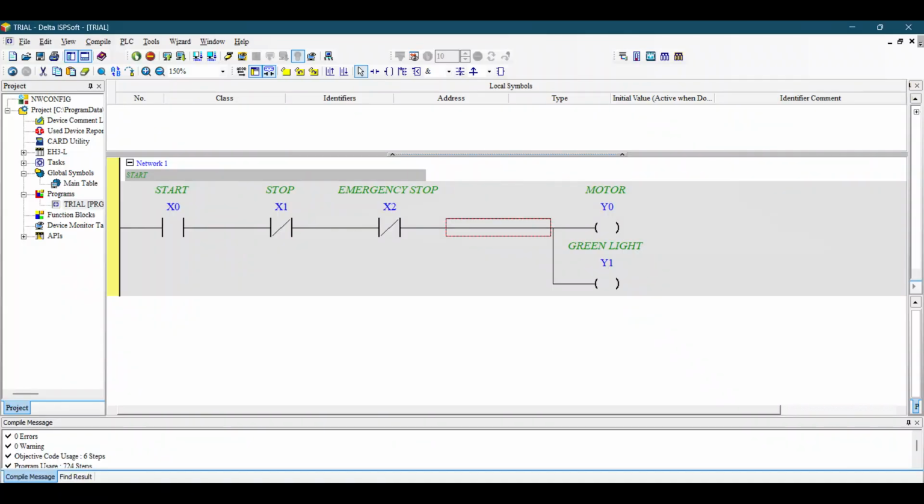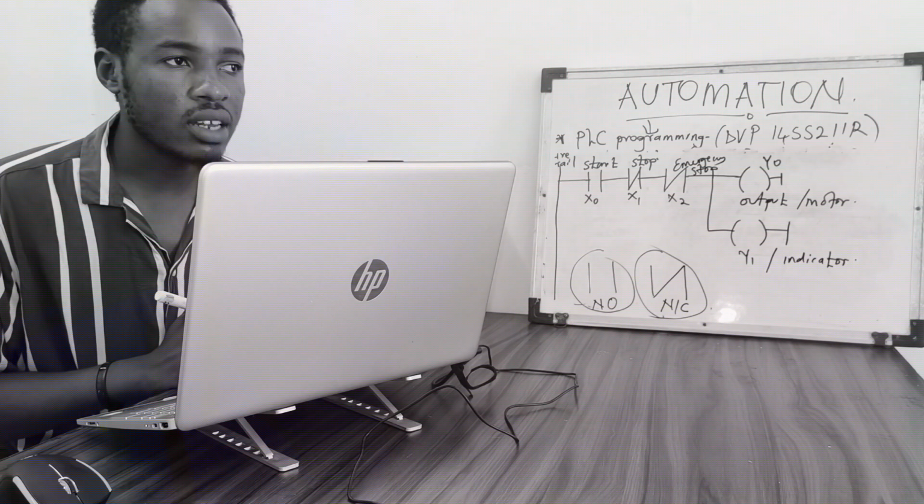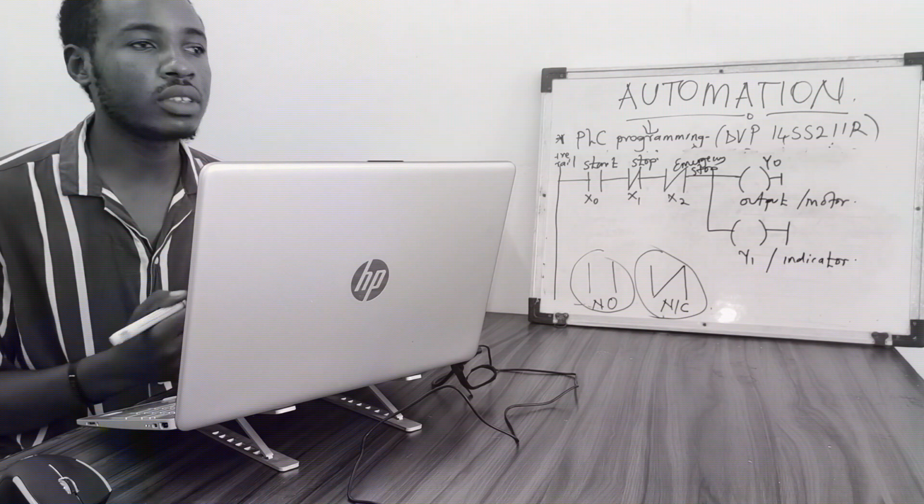Just before we go any further, you first see how the program looks. This is how you program in Delta. You can see the start button, the stop button, and the emergency button. Then again, you can see the output, that is the motor output and the green light. Ahead, I'm going to explain everything. It is something that is simple if you give it time.